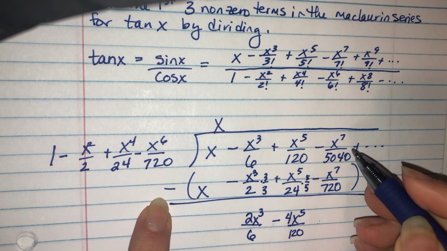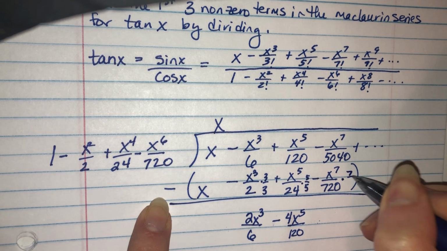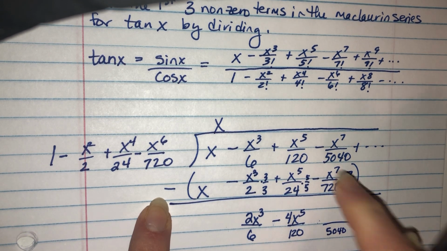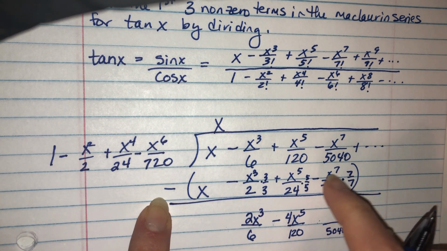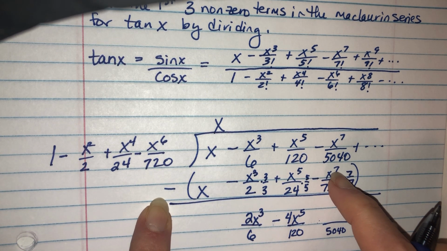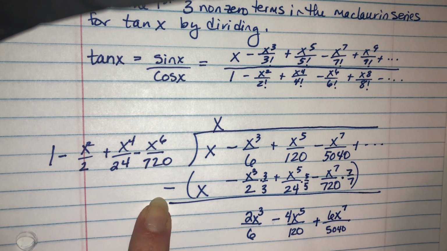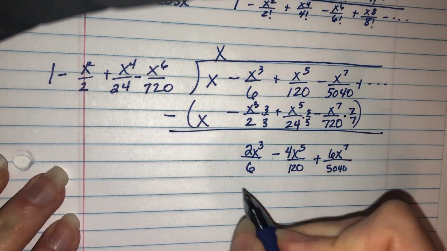And now I'm going to go to the next term. I need a common denominator of 5040, so I'm going to multiply the fraction on the bottom times 7 over 7. And now I've got 5040 as the denominator, negative x to the 7th plus 7x to the 7th is 6x to the 7th. And that's positive.